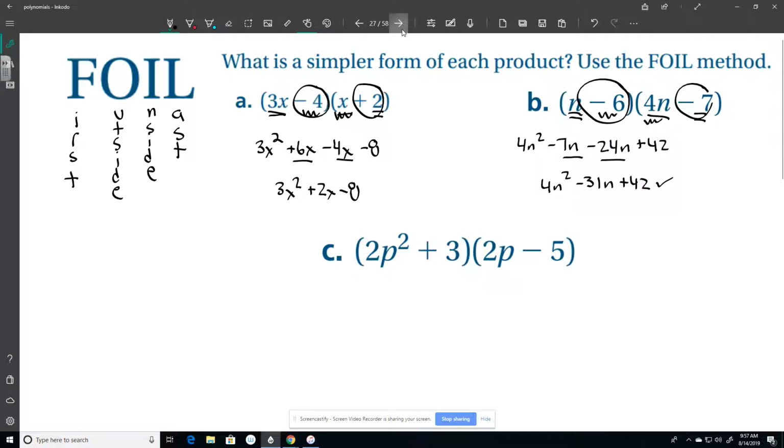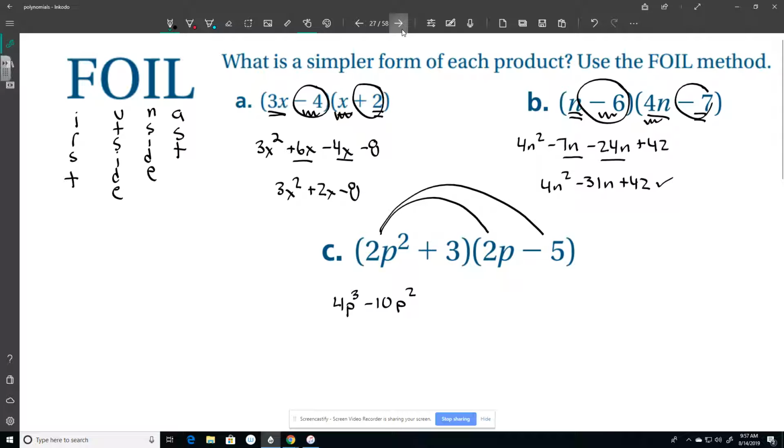FOIL just tells you what to do. Basically, I'm taking this number and multiplying it by this number. So 2p squared times 2p becomes 4p cubed, because I'm doing p squared and p. Then I take that number and multiply it by the second one. So 2p squared times -5 is -10p squared.